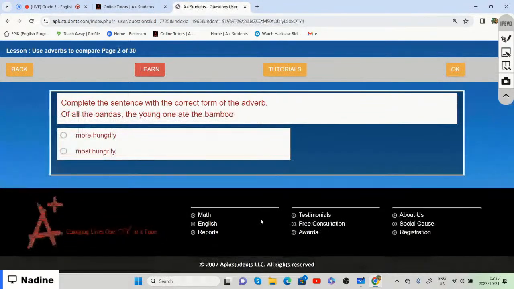Of all the pandas, the young one ate the bamboo. So is the young one more hungrily or most hungrily? Remember, comparative adverb comparing two actions is more hungrily. And if we are comparing more than two actions, it is most hungrily.